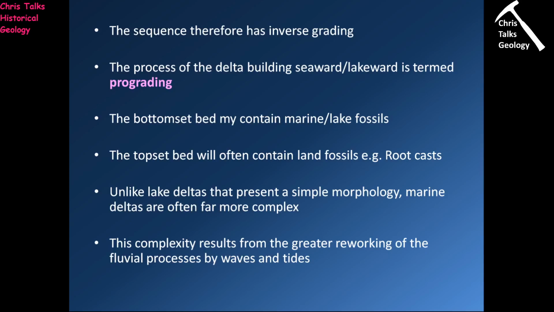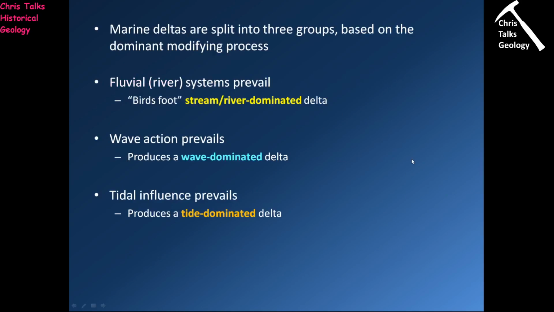So unlike lake deltas that present a simple morphology, marine deltas are more complex, as I said, because a marine delta is being reworked by waves and tides. And so this is going to produce a far more complex appearance. So marine deltas are split into three main groups based on the dominant modifying process.